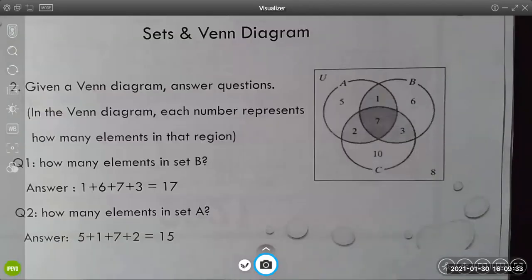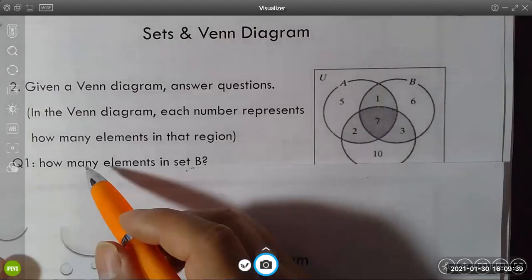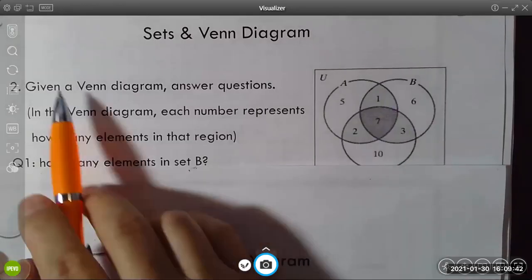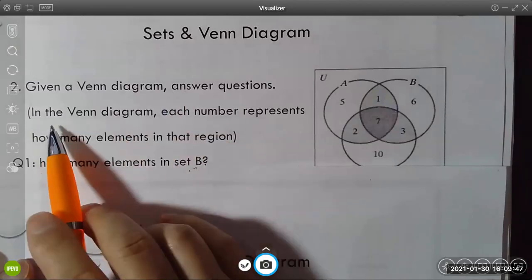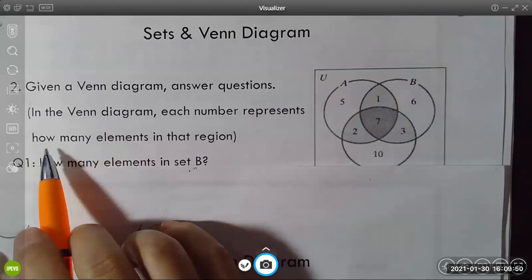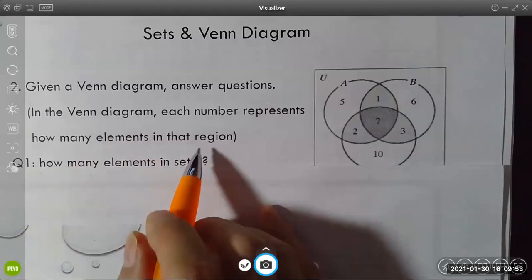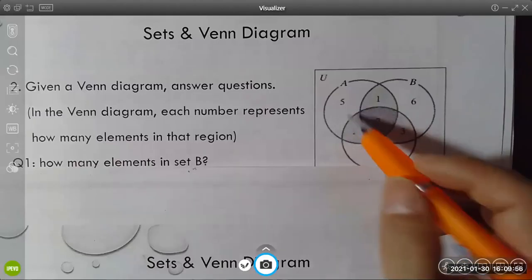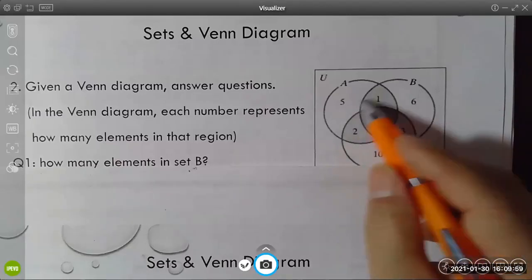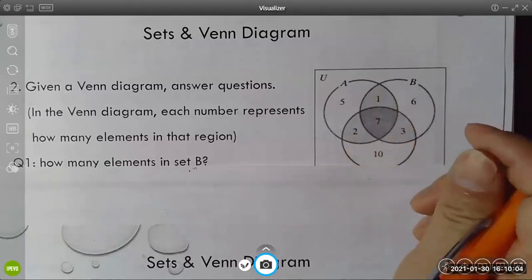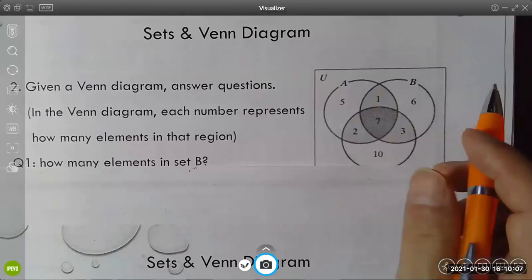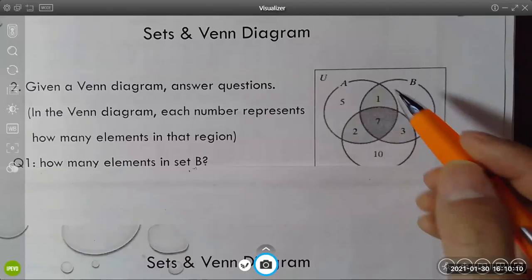Now let's look at an example where we answer some questions from a Venn diagram. Look at this example: given a Venn diagram, answer questions. In this particular Venn diagram, each number represents how many elements are in that region. So these numbers are not the members of those sets. They represent the number of members in those sets. So be very careful when you do homework. Always read the description to understand the meaning of these numbers.